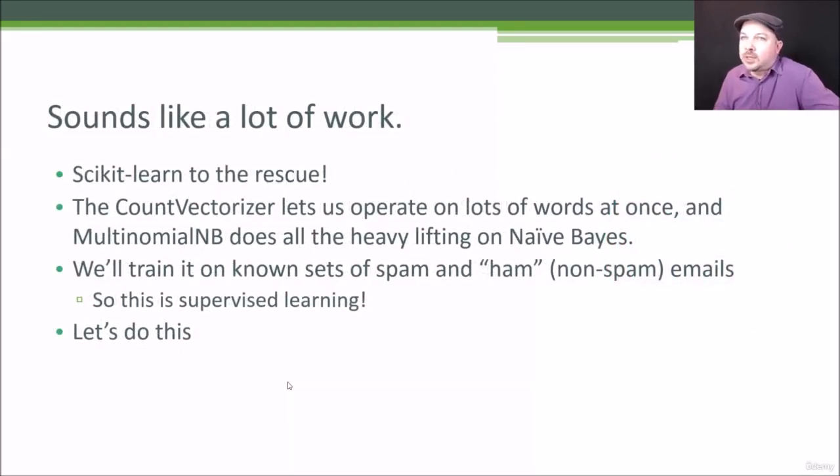So this sounds like a lot of work. The overall idea, not that hard, but scikit-learn in Python makes this actually pretty easy to do. It offers a feature called CountVectorizer that makes it very simple to split up an email into all of its component words and process those words individually. And then it has a MultinomialNB function, where NB stands for naive Bayes. That will do all of the heavy lifting for naive Bayes for us. So we can actually build a spam classifier with not a lot of code.